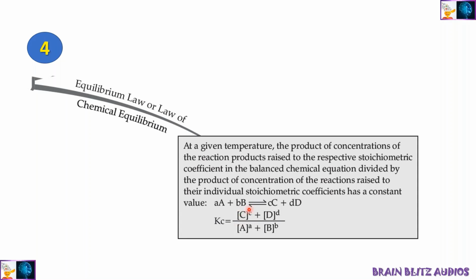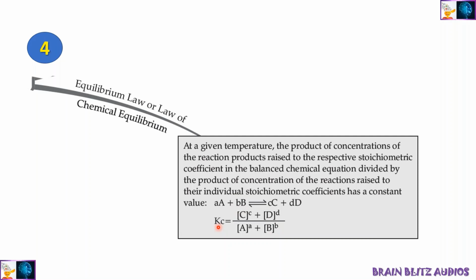So the concentration of C raised to its coefficient times the concentration of D raised to its coefficient. C and D are products, by the way, so they are written in the numerator, divided by the concentration of A raised to its coefficient times the concentration of B raised to its coefficient. These are the reactants.